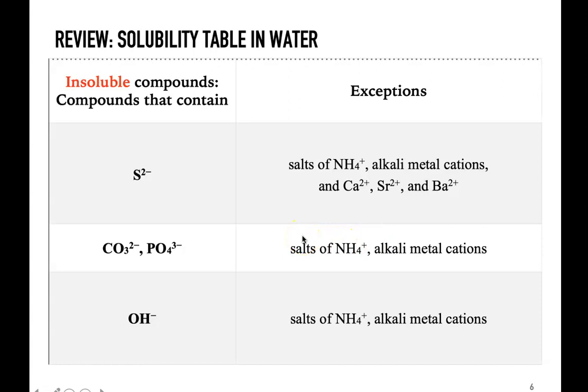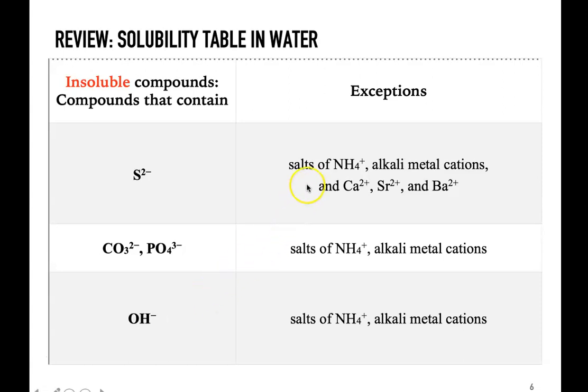Now what this slide shows is insoluble compounds. Compounds that contain these anions are usually insoluble. Sulfide ion is usually insoluble. Carbonate, phosphate, or hydroxide ions, when an ionic compound contains these anions, that ionic compound is usually insoluble.